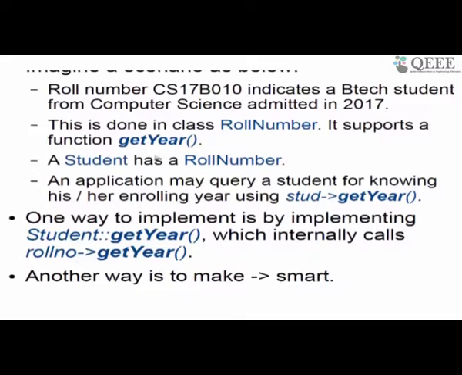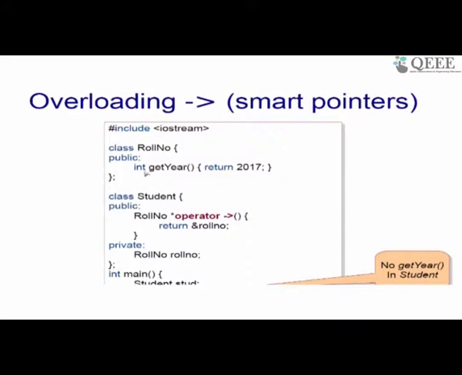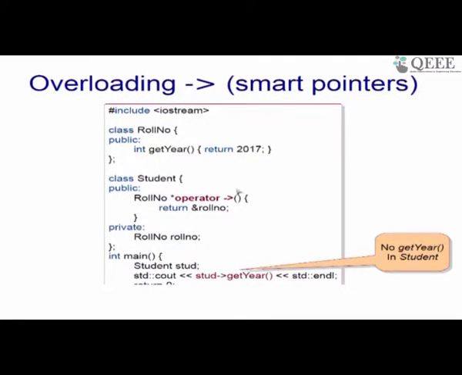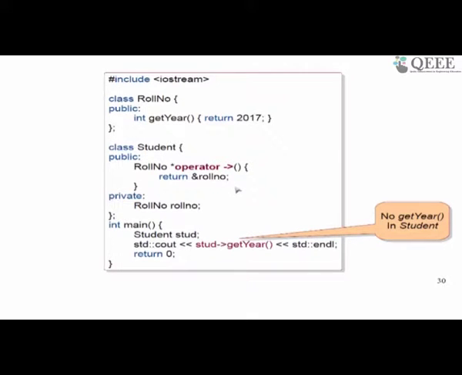As I was mentioning, you can implement student getYear, and then internally it calls roll number arrow getYear, however we can make the arrow smart. So let's understand that piece of code.